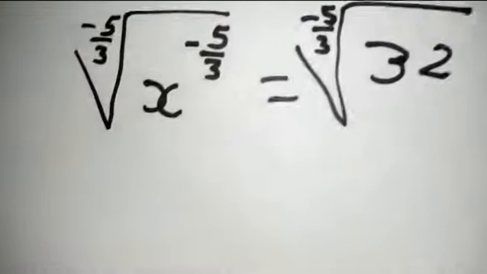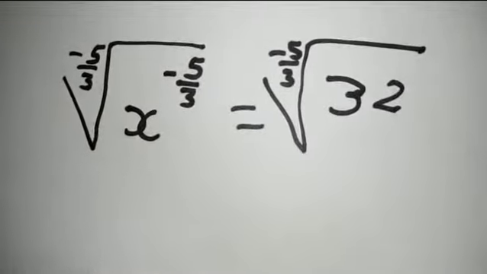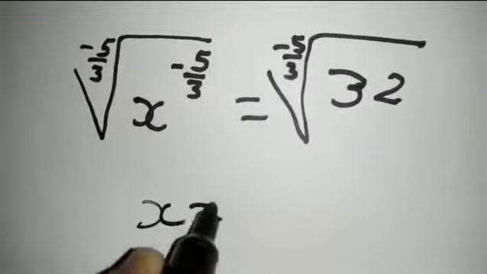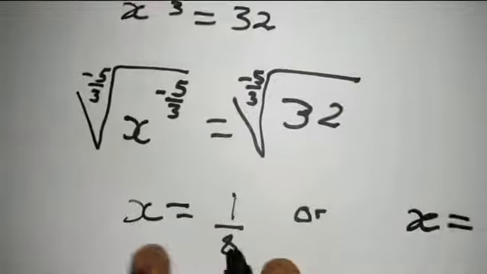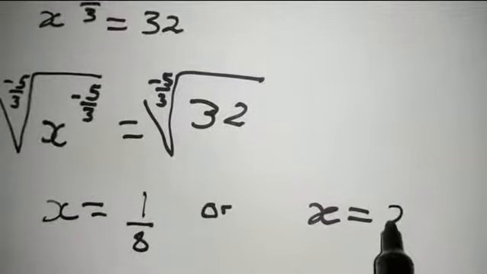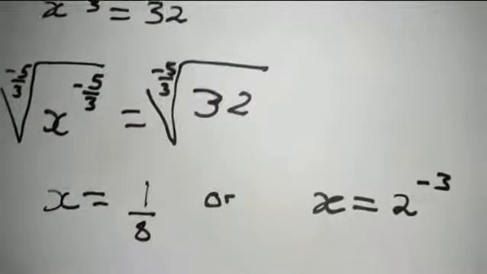When you punch this into the calculator, you'll find that the answer is 1/8, which is the same as 2 to the power of -3.